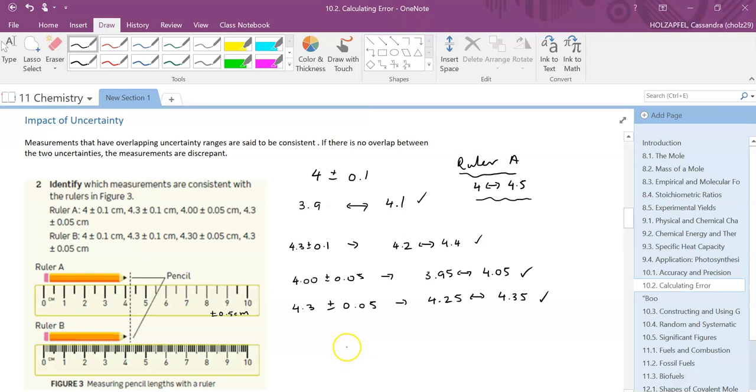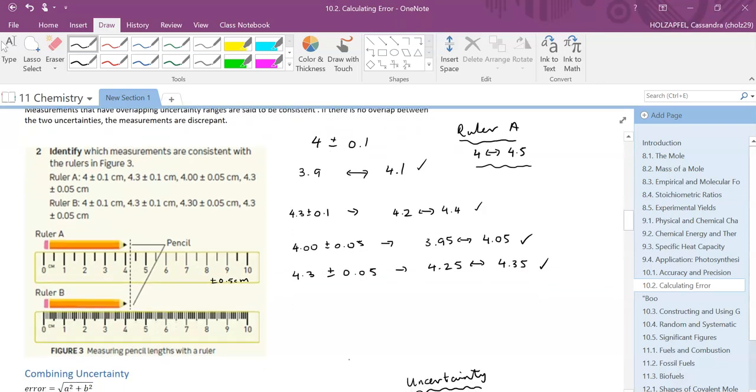So you can go ahead and do the ruler B for me, and I'm going to let you figure that out on your own. It's not really too tricky. I don't think I need to harp on about that one too much.